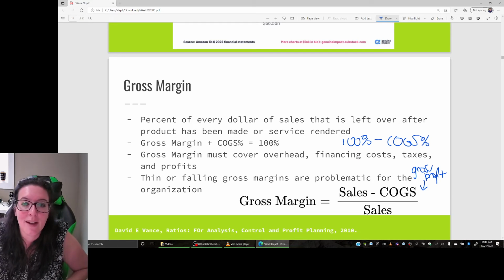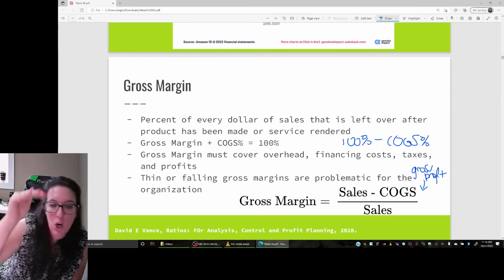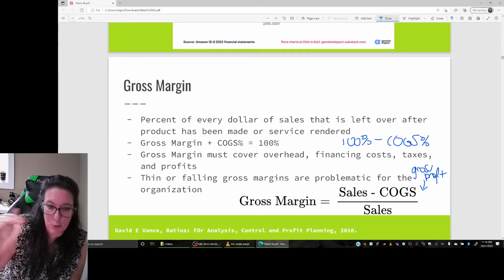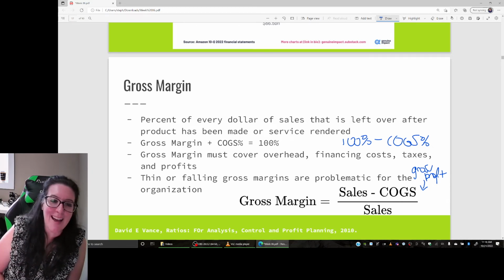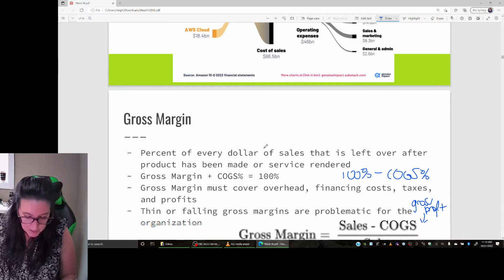So let's go find our gross margin. Gross margin, of course, must cover the overhead, any financing costs, taxes, and profits. So remember, gross margin is based on gross profit. That's just sales minus the costs that we can tie directly to the units. So it doesn't include any of that management cost or utilities or any loans we have to pay interest on or any taxes or any of that final profit that we get to keep. All right, so let's take a look at some of these companies here.